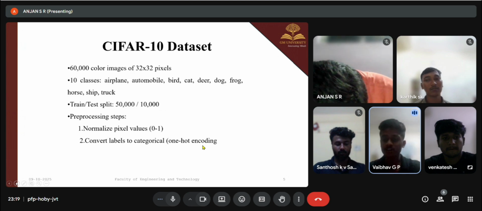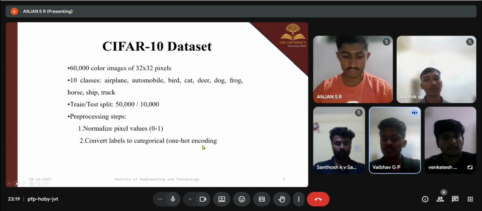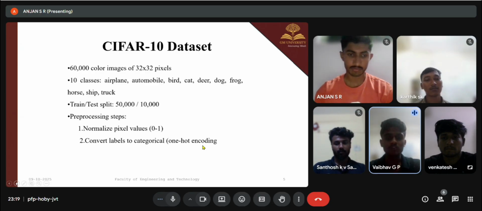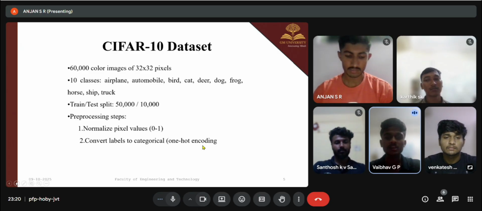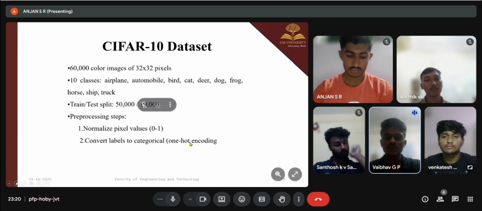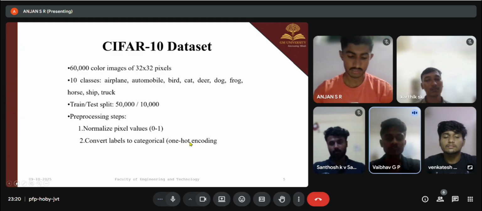These 10 classes include common objects like airplanes, automobiles, birds, cats, dogs, frogs, horses, and so on. Out of the total dataset, 50,000 images are used for training and 10,000 for testing, which helps in evaluating model generalization.